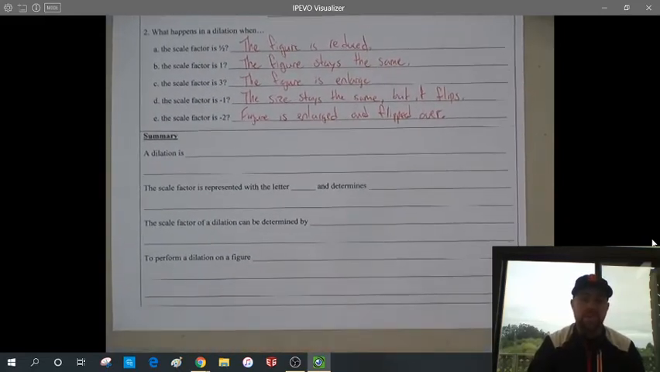Okay, the summary today, I think I'm going to let you go ahead and just tackle that one on your own. So you're defining again what a dilation is, talking about scale factor. Scale factor of dilation can be determined by, so how to figure out what the scale factor is if you're trying to figure out how much the figure was enlarged or reduced, and then to perform a dilation, so explaining that.